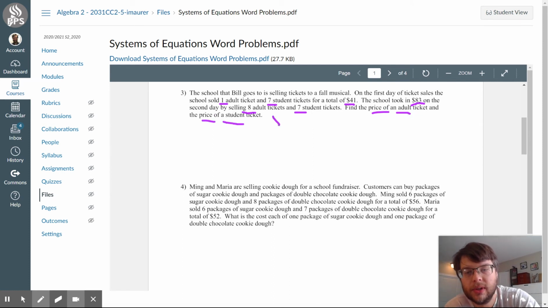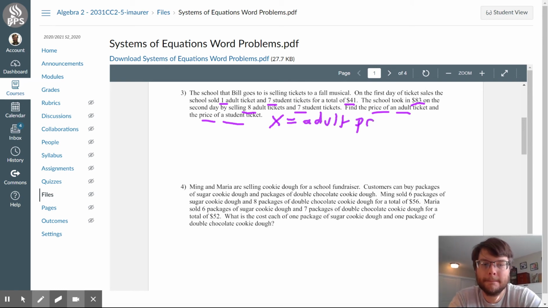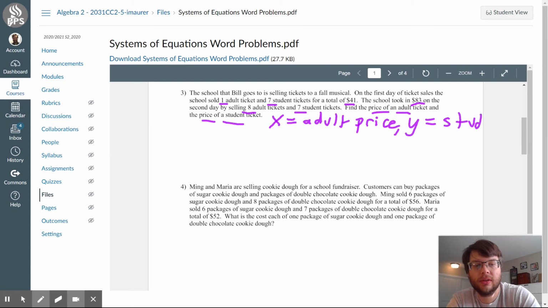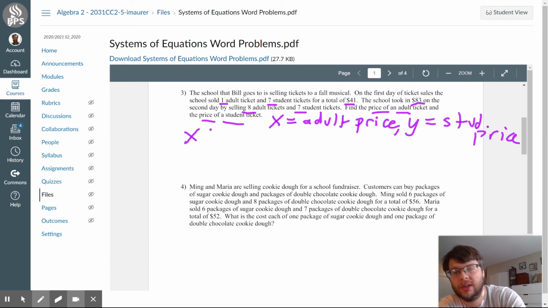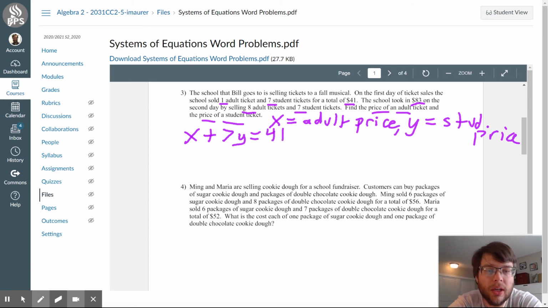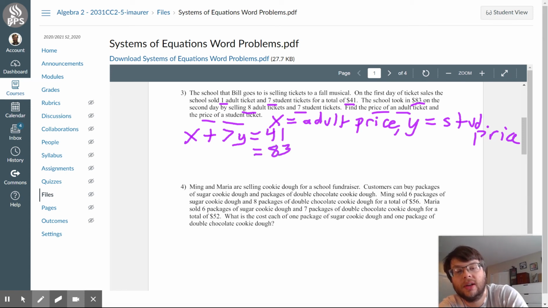Let's use those as our two variables. X equals adult price, and then Y equals student price. Okay. Looks like in our second sentence, 1 adult and 7 students costs 41. So 1 adult and 7 students for 41. $83 on the second day. So let's line that up with the same sort of thing. It's 83 by selling 8 adults and 7 students.